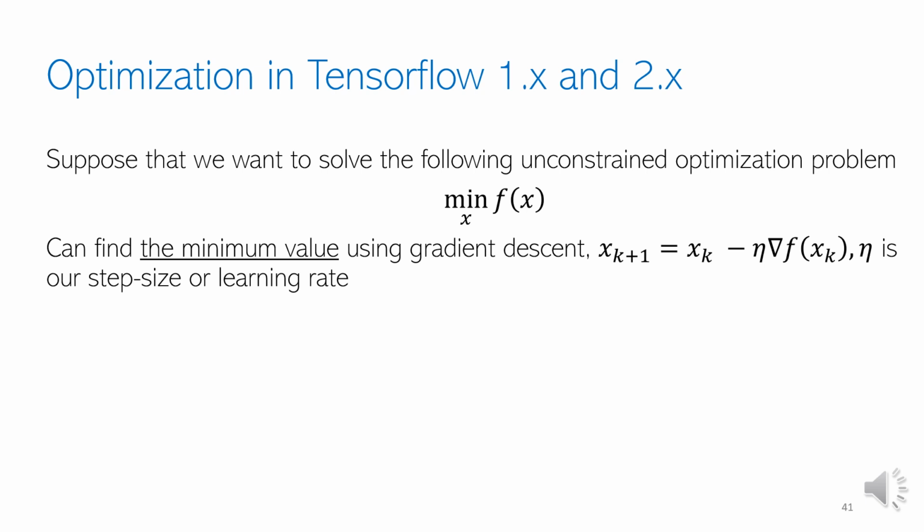So suppose that we have function f and we want to find a minimizer of this function with respect to its input x. Gradient descent is the go-to algorithm in machine learning here, where we iteratively minimize the value of our function by moving toward the negative of the gradient of our function.